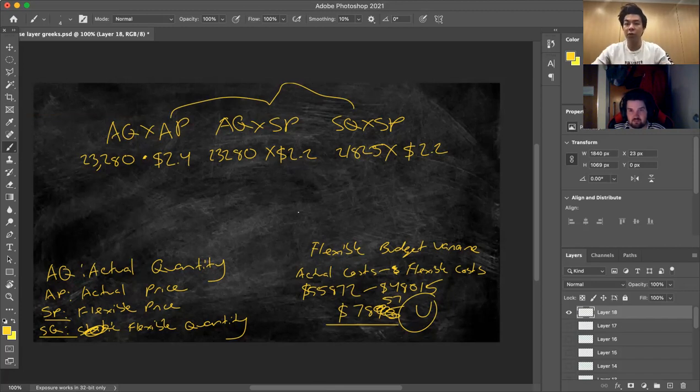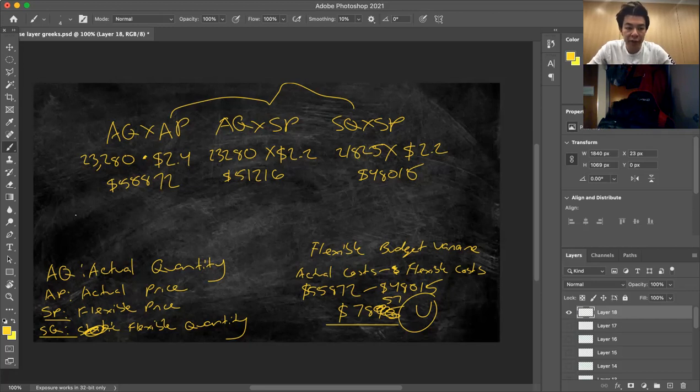Okay. So first of all, the AQ times AP, we multiply that out. 3,280 times 2.4. We get 55,872. AQ times FP is 51,216. And for the last one, is it 48,015? Yep.